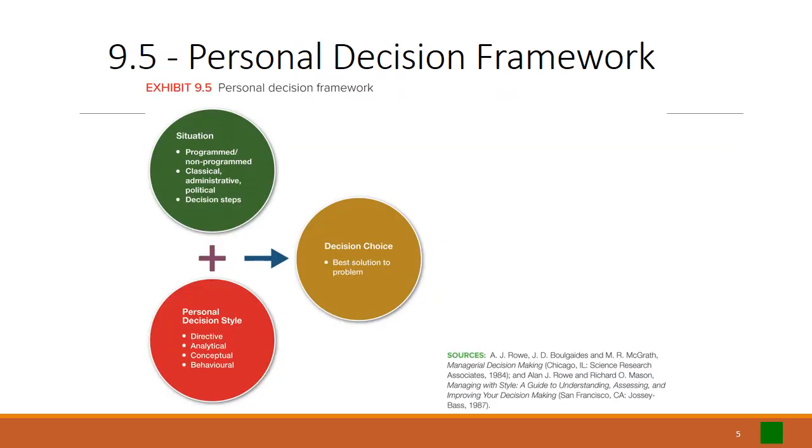Here you can see a visual representation of how your personal decision framework comes together. First, we have the situation. Are we being presented with a programmed or non-programmed decision? Are we using the classical, administrative, or political model of decision making? And have we followed the decision steps? But we're also combining this with the personal decision style of the individual manager. Is it directive, analytical, conceptual, or behavioral? And ultimately, the combination of these elements gives us the decision choice, which we trust is the best solution for the problem.